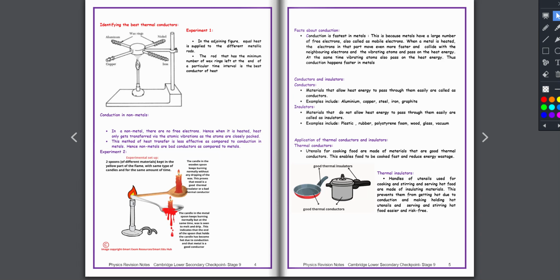Now, this is another experiment, an example which is based on conduction. Two spoons are kept at the same distance and the same height and in the same part of the flame, and you can see the wax is dripping from one of the spoons, and it is not dripping from the other. So possibly the second one is a non-conductor. It looks like it's made of wood, and the spoon from where the wax appears to drip is made up of a metal, so therefore it is a good conductor. So these kinds of examples you need to keep in mind.